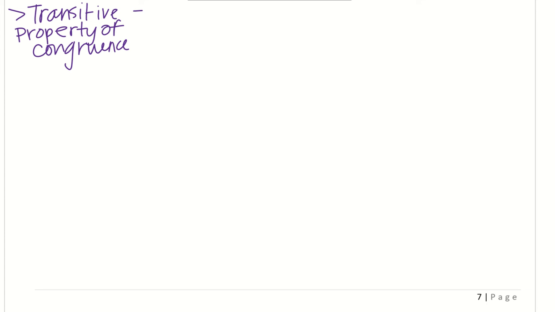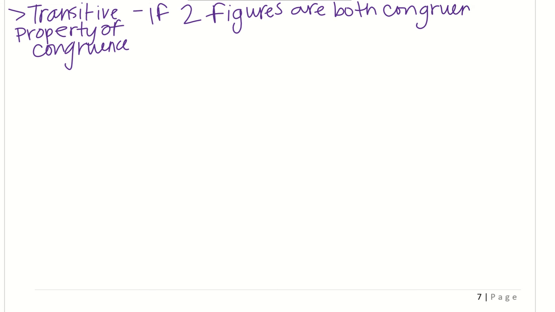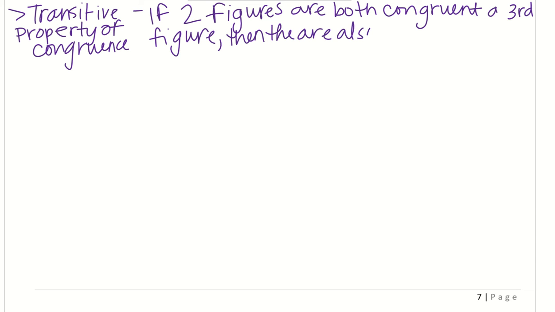So the transitive property of congruence says if two figures are both congruent to a third figure, then they are also congruent to each other. Okay?